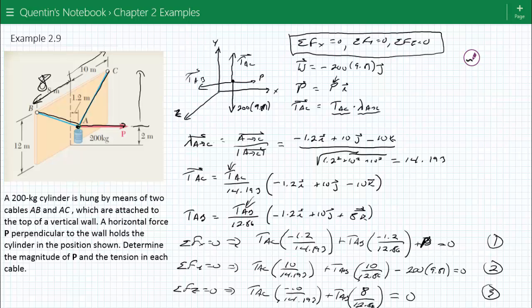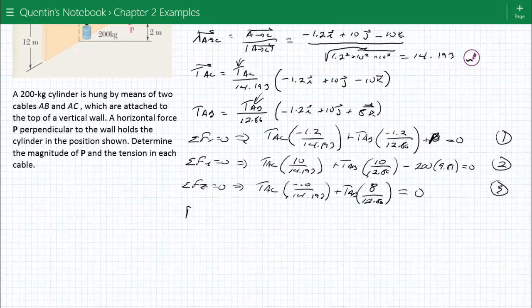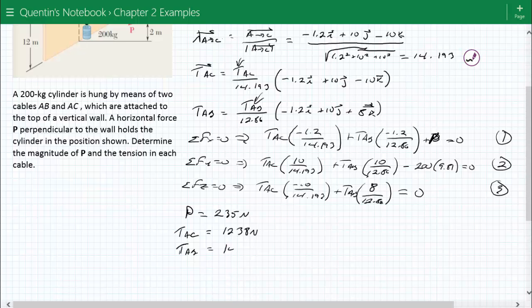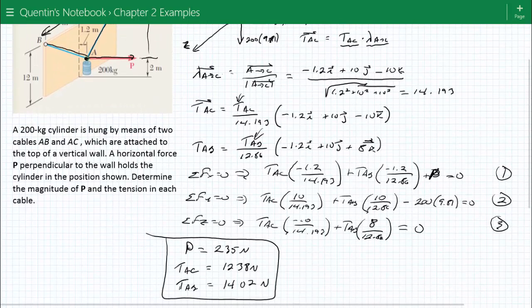So it's just a matter of solving 3 equations and 3 unknowns. I'll let you look at the book or do it yourself. It works out that P is 235 newtons, TAC is 1238 newtons, and TAB is 1402 newtons. And that is your final answer.